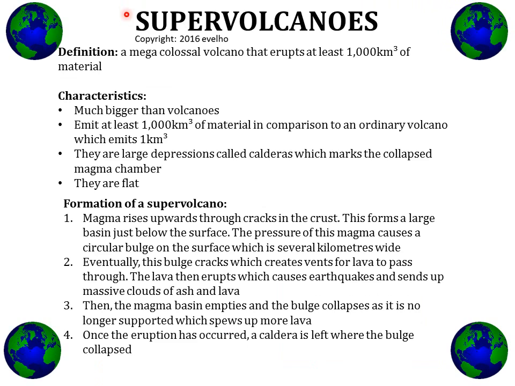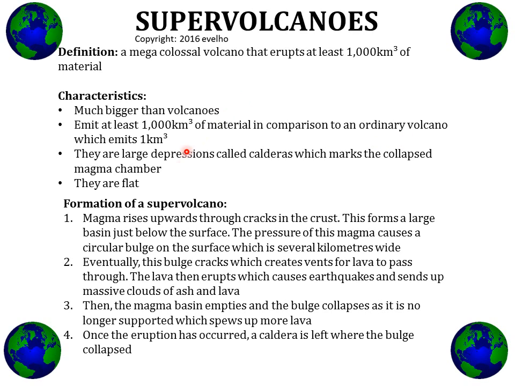And then supervolcanoes. It's basically a mega colossal volcano that erupts at least 1,000 kilometers cubed of material. Its characteristic is that it's much bigger than ordinary volcanoes. Again, it emits at least 1,000 kilometers cubed of material in comparison to an ordinary volcano, which emits only 1 kilometer cubed. So if you think about it, one volcano is quite disastrous, so times that by 1,000, that's pretty much a supervolcano.